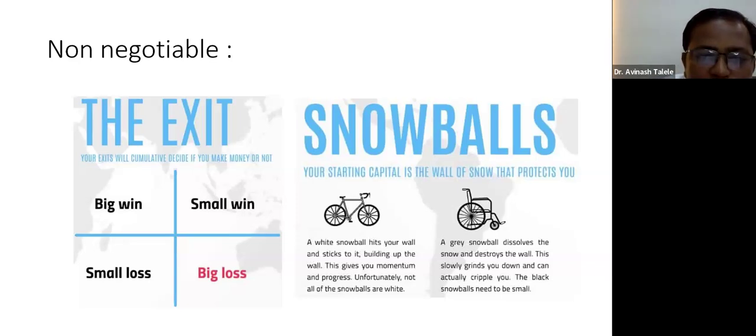This happens because of the snowballing effect. The white snowball hits your wall, sticks to it and builds up the wall. This gives us momentum and progression. Unfortunately, not all the snowballs are white. There will be some losses. These are the gray snowballs. They dissolve the snow and destroy the wall, slowly grind down your wall, and can actually cripple you and erode your capital. These black snowballs need to be small in order to make a big wall.